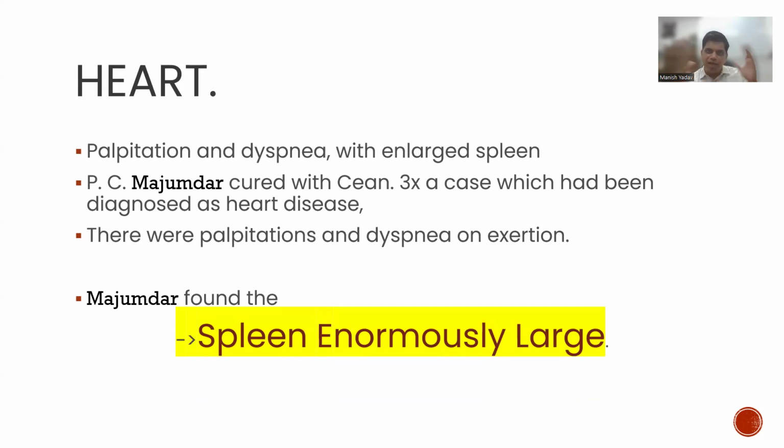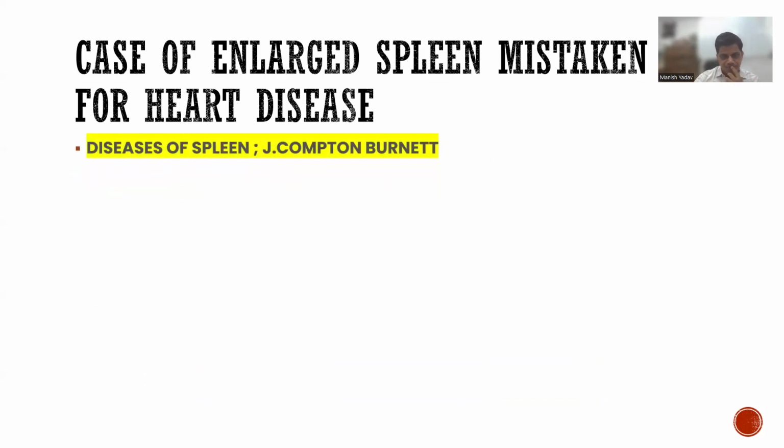So the spleen was enlarged, and that was causing pressure on the heart. People were giving remedies for the heart, but the real problem was the spleen. So he gave CEANOTHUS, and it relieved the condition. Case of enlarged spleen mistaken for heart disease. Again, we can find this case in Burnett, where a case of enlarged spleen was mistaken for heart disease. This is the book, Disease of Spleen.